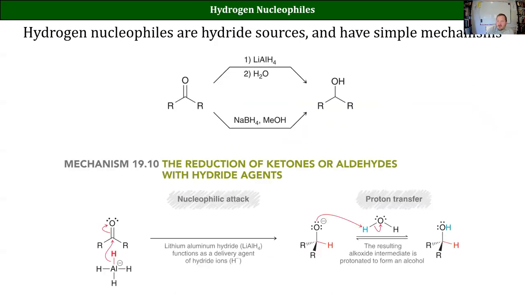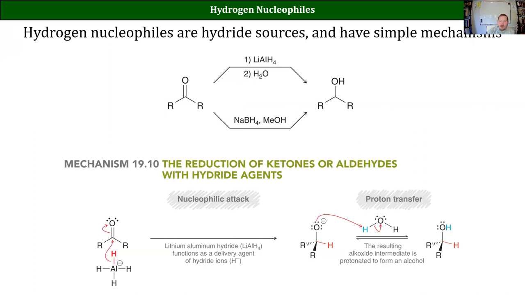Because as I mentioned before, hydrides are really simple reactants in a lot of ways. Hydrides are going to act as a nucleophile, but our hydrides can't get very complicated. There's no pi bonds forming between carbon and hydrogen, right? So there's no tricky new functional groups forming when we expose a carbonyl to a hydride source. They're always going to work the same way. You've got a nucleophilic attack, and then you have to have a proton transfer.